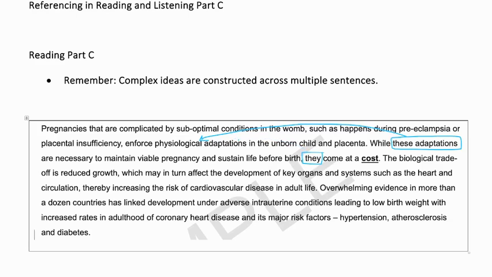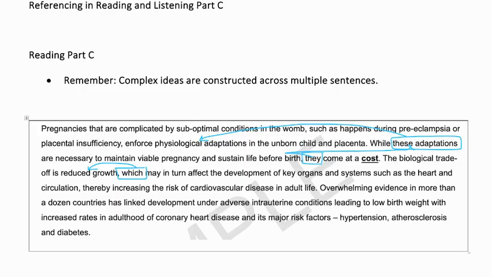All right. So what's happened is they've done this one where they've referred back, and then this one here is referring back to this one, and this is referring back to the original. Okay, keep going. The biological trade-off is reduced growth, which, a relative pronoun, relates to reduced growth. It may, okay, we can keep going. Overwhelming evidence in more than a dozen countries leading to birth weight. But you can see, can't we, that we've got a number of different times where referencing is used.